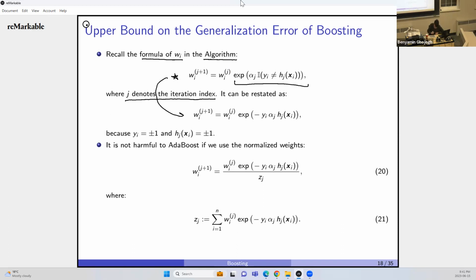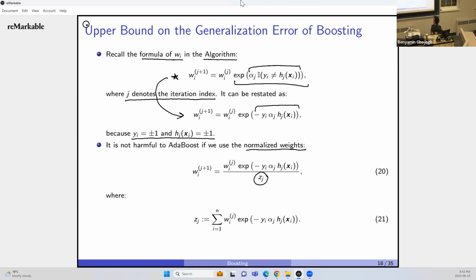This can be restated in this way. So I can write this to be this. Why? Because yi and hj are either plus 1 or minus 1. Okay. Now what happens? It is not harmful to AdaBoost if we use the normalized weights. That doesn't change the rationale of the AdaBoost. So I normalize the weights.